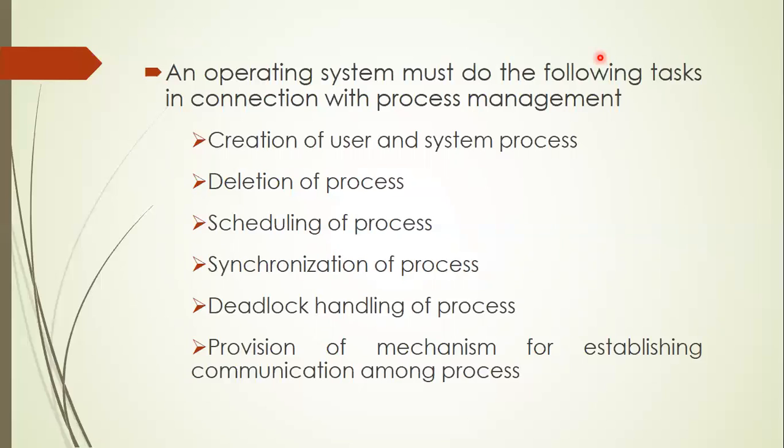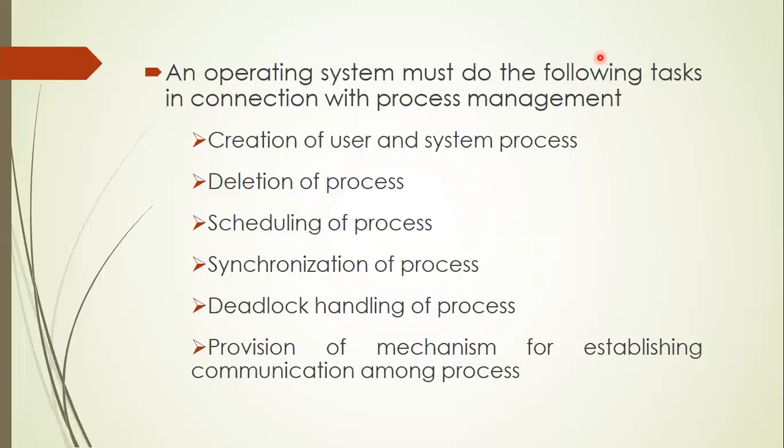For example, assume 3 processes called P1, P2, P3, and you have scheduled them. Suppose P2 is a very, very important job, P1 is less important, and P3 is the least important. Then you schedule the processes in the order P2, P1, followed by P3. Whenever your processor is free, it first executes P2. After executing P2, it goes to P1. After executing both P2 and P1, it goes to P3. That arrangement of which process has to be executed first and which next, we call a scheduling policy. So scheduling of process is also another responsibility of your operating system with respect to process management.